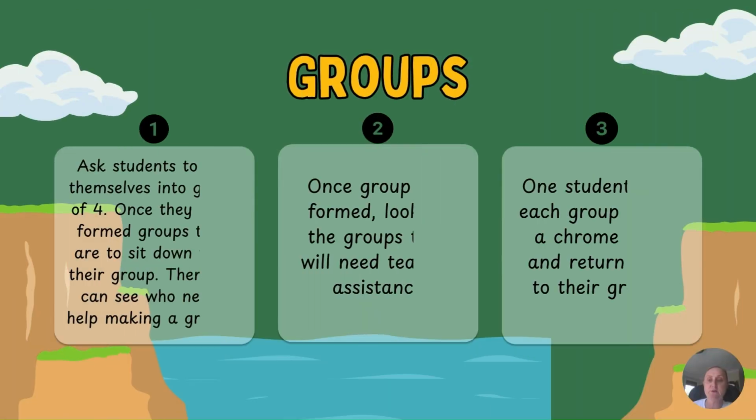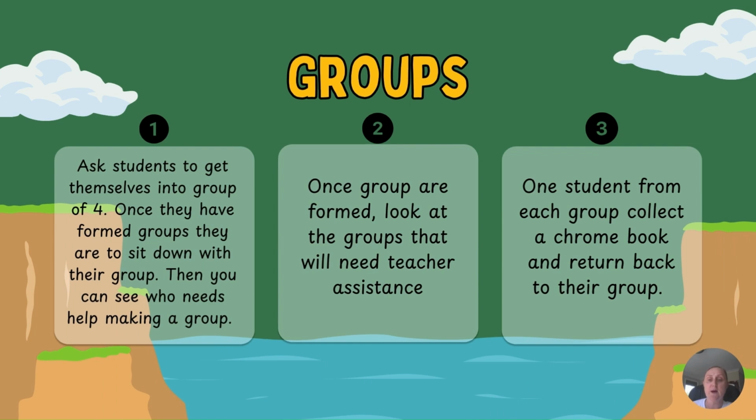Ask the students to get themselves into a group of 4. This is really important: when they have found their group, they need to sit down so you can see who doesn't have a group, because some students may find this overwhelming and not be able to get into a group themselves.